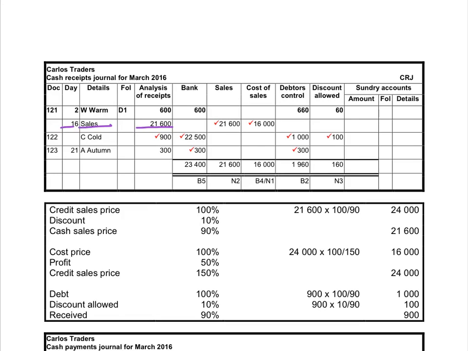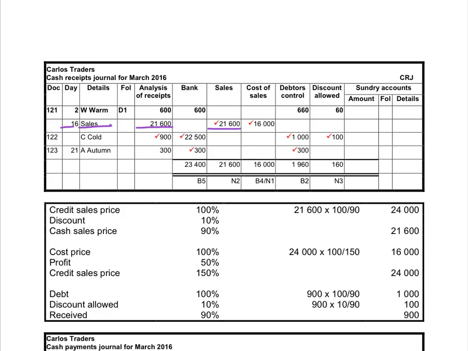The 21,600 will also be shown in the sales column to complete your double entry. We have to calculate the cost of sales. Now remember, when we determined the normal sales price, we took the cost price, added the profit to get the normal sales price. So although you gave them 10% discount, you have to work back to the normal sales price to be able to work out what is the cost price.